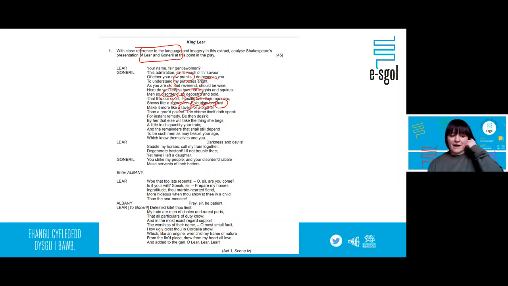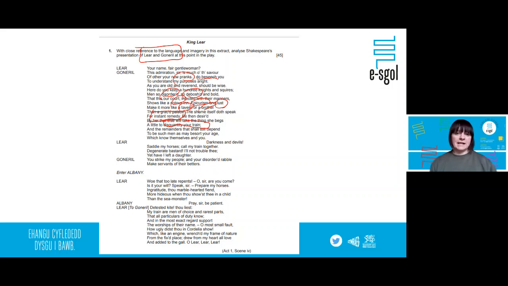Her control is very cleverly reflected by the way in which Shakespeare employs this transactional language. You've got things like "instant remedy" and "disquantity your train". Those words show her control as well. It continues with "darkness and devils, saddle my horses, call my train together, degenerate bastard, I'll not trouble thee."